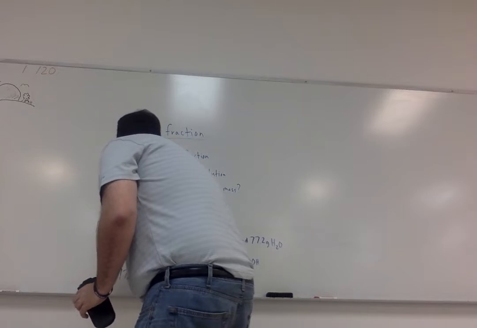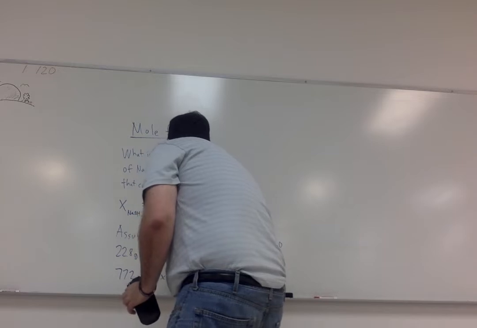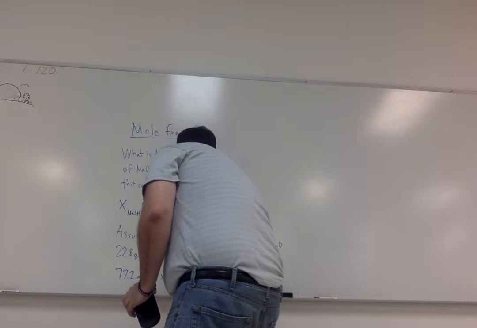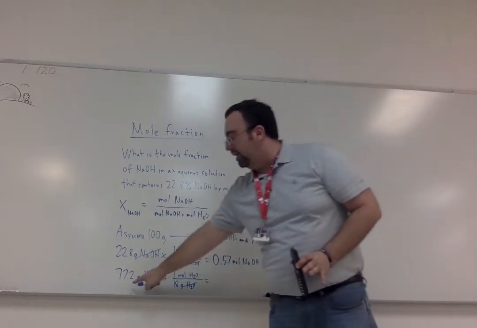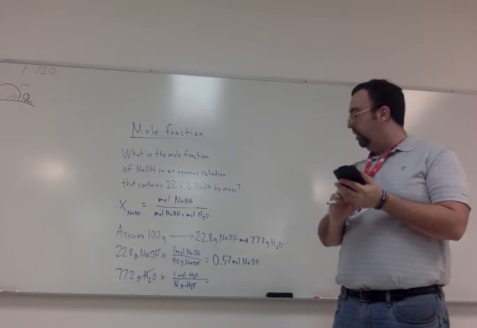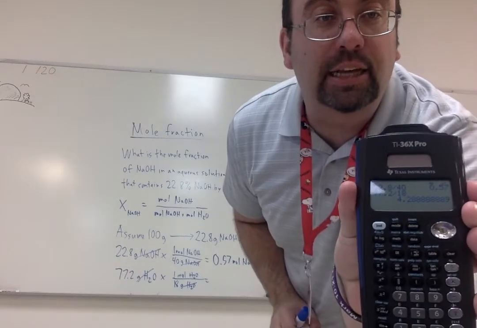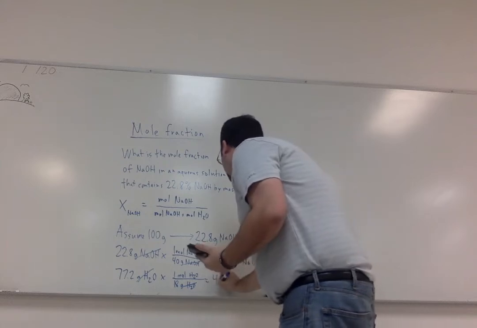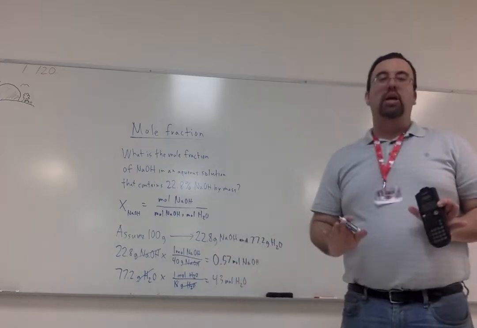We have 77.2 grams of water. We're going to multiply that. Again, we're going to put the mole of water on top. The 18 grams of water goes on the bottom. To calculate the moles of water, we're going to take 77.2 grams and divide it by 18 grams. And so when I do that, I get something roughly about 4.3. So I'm going to say 4.3 mole of water.